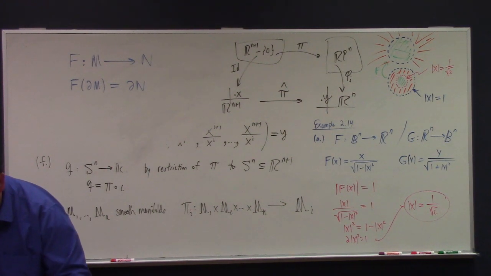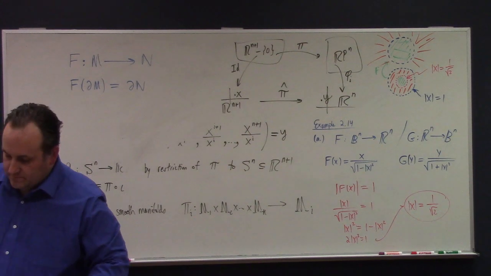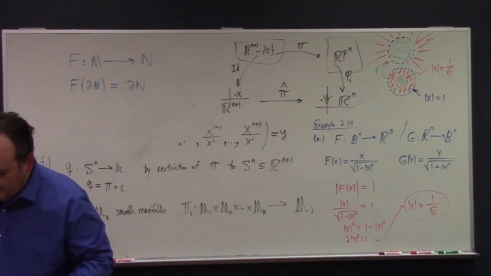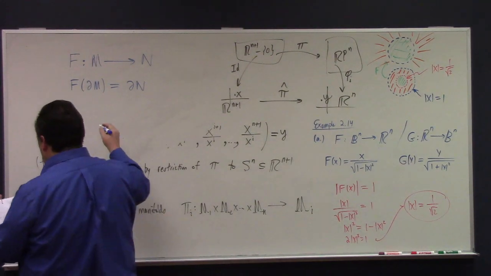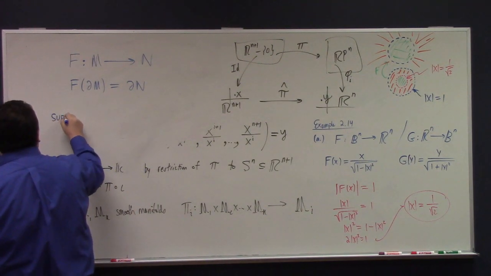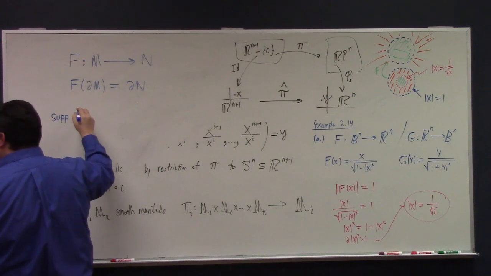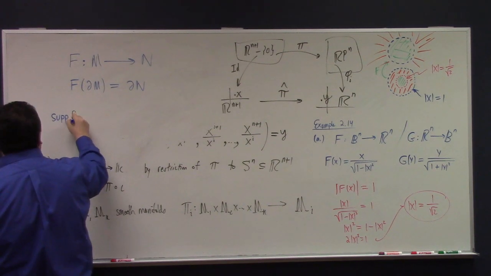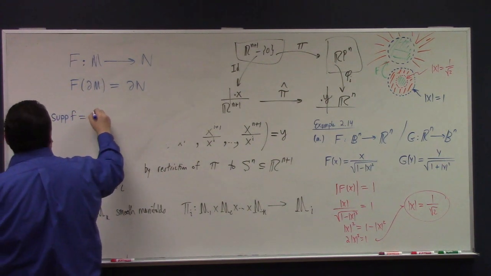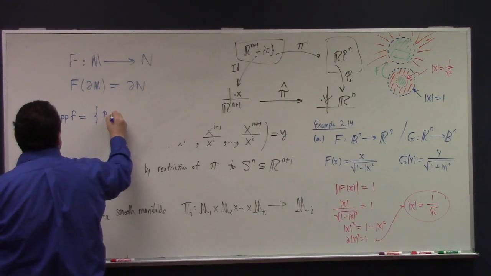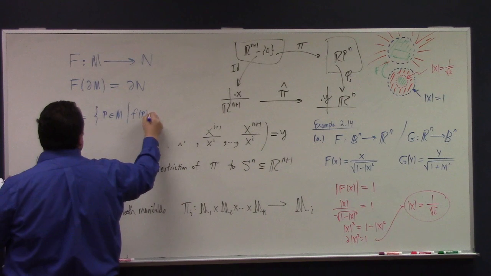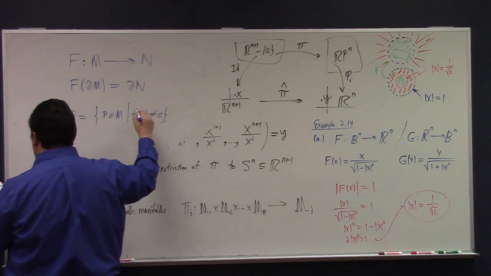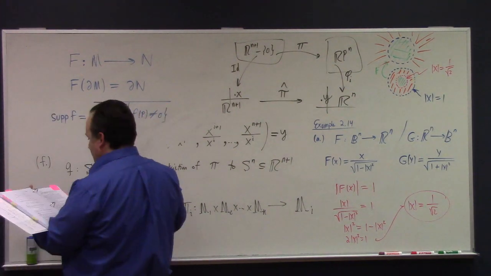The last things I need to tell you guys today, I just want to make you aware of something called the support. So this is from page 43. The support of f, sup f, is the closure of the set of points P in the manifold such that f of P is not equal to 0. The closure of this is called the support of f.